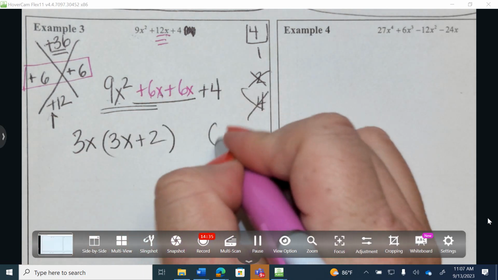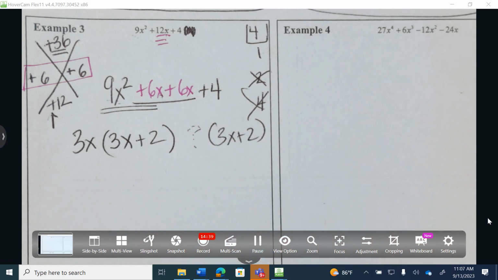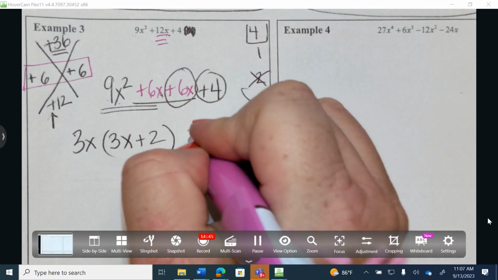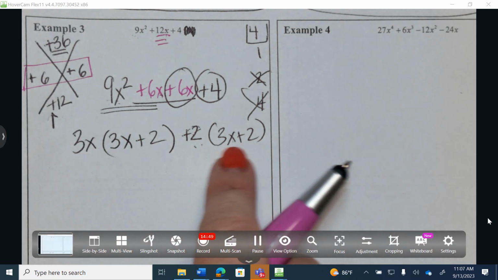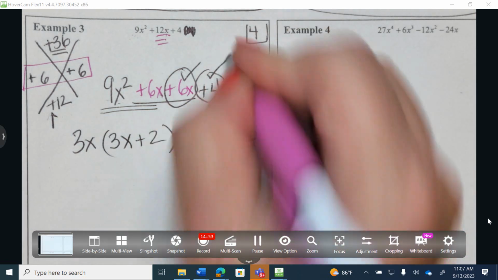Take this, copy and paste it in back. And put a really light question mark here. What times 3x gives us a positive 6x? That would be a positive 2. 3 times 2 is 6 with an x. And 2 times 2 is 4.